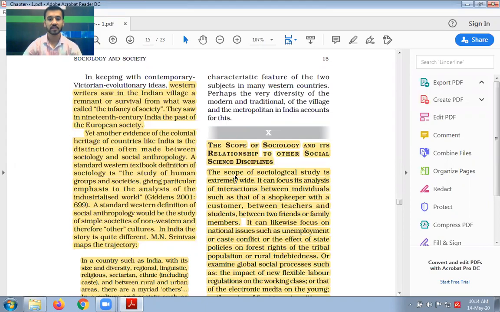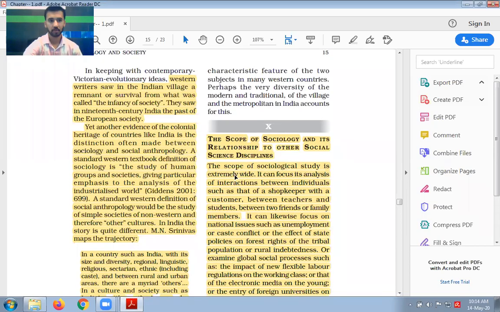We're going to understand the relation of this subject with political science. We're going to understand the relationship of this subject with psychology. We're going to understand the relationship with history. We're going to understand the relationship with anthropology, social anthropology, and obviously with economics as well, right? So let's start the last topic, okay?